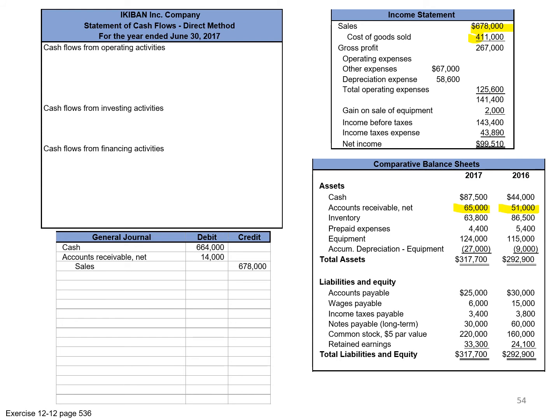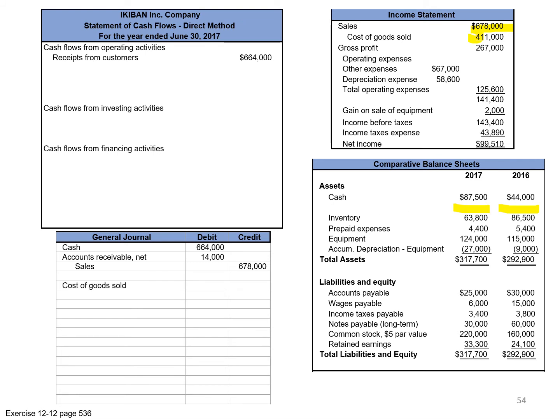So your sales less your change in accounts receivable is the amount of cash that you've collected on those sales during the year. Okay, so that's entry number 1. So we have receipts from customers equal to 664,000.